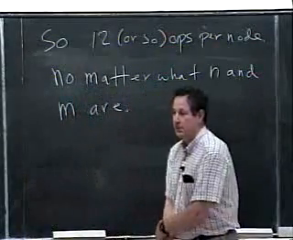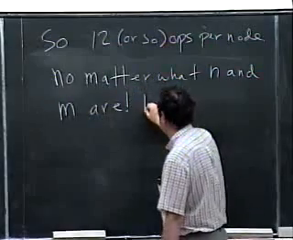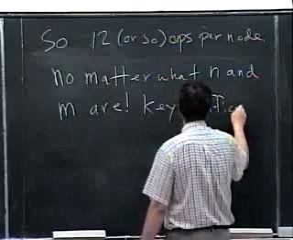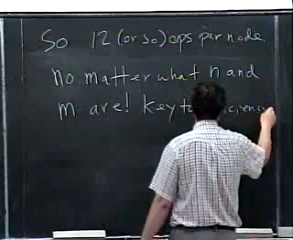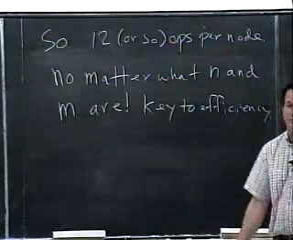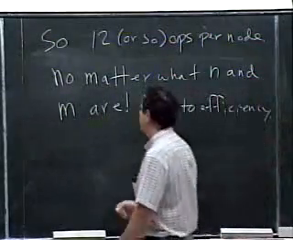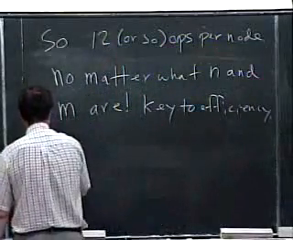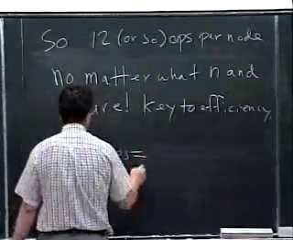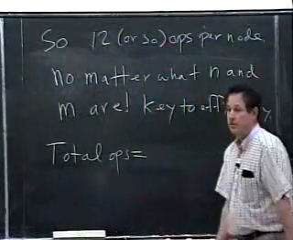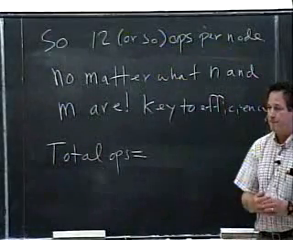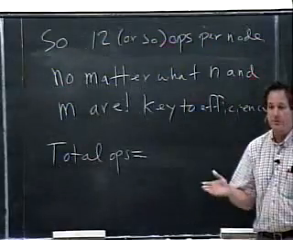Okay? And that's key to efficiency. So now what I want to know is how many total operations. If we're doing 12 operations per node, to get the total number of operations, I simply have to know what? How many nodes there are.